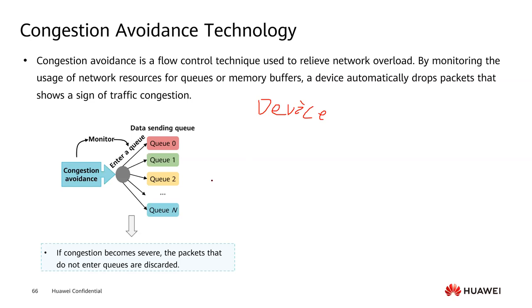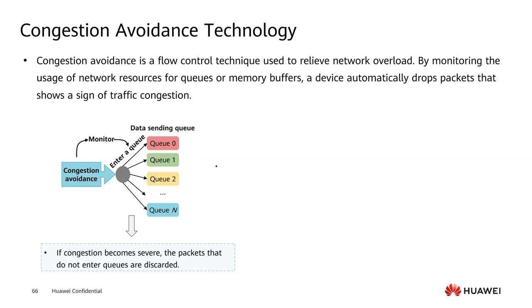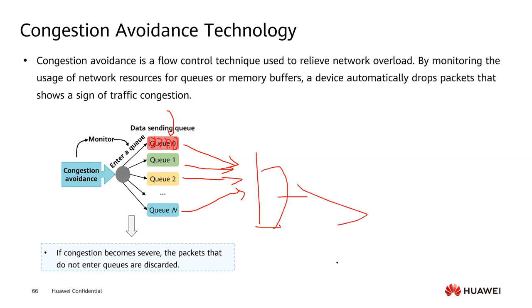Very simple. Normally, the device will forward the packet immediately. The packet goes through the queue and immediately goes out. But if the device has some congestion, the packet cannot be forwarded right now. So where should I put the packet? It will wait in the queue. So if some packets are waiting in the queue, the device knows that it has some congestion.